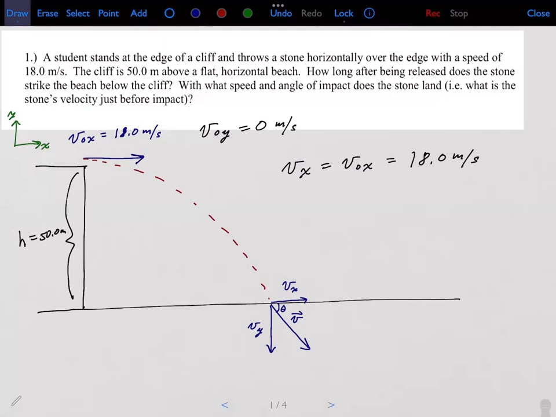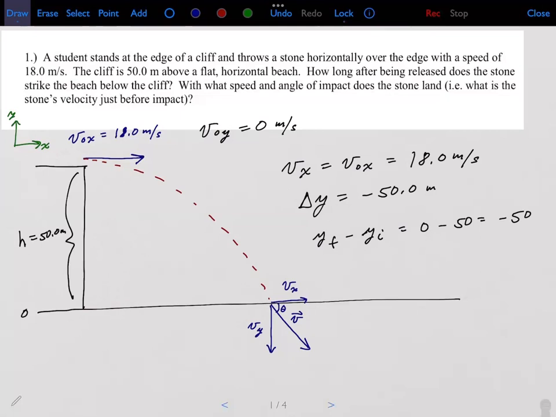All right, what else do we know? Well, we know that this change in height, if this is my final position in the y direction and this is my initial position in the y direction, what is that change in height? That change in height, so delta y, must be negative 50. Remember, this is y final minus y initial. You can think of y final as being 0, if this is 0 height, and y initial being 50, and if you do 0 minus 50, you're going to get negative 50. So the displacement in the y direction is negative 50 meters.